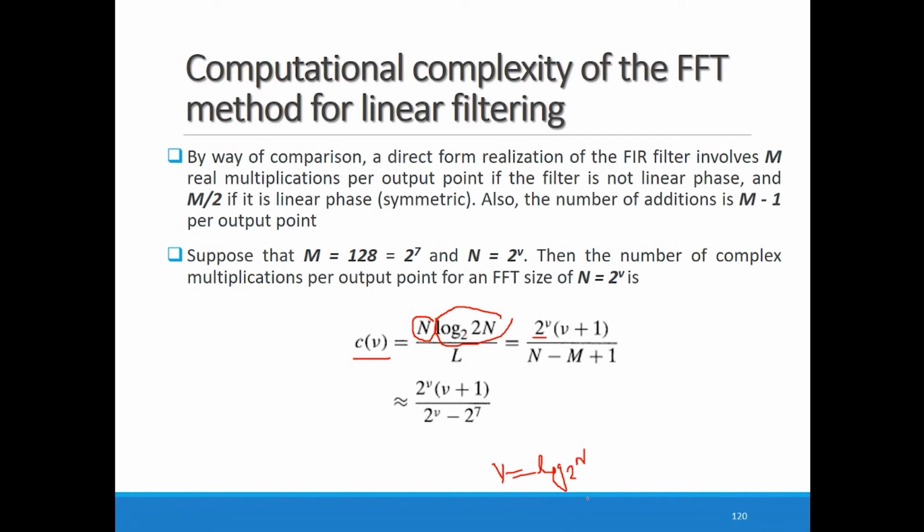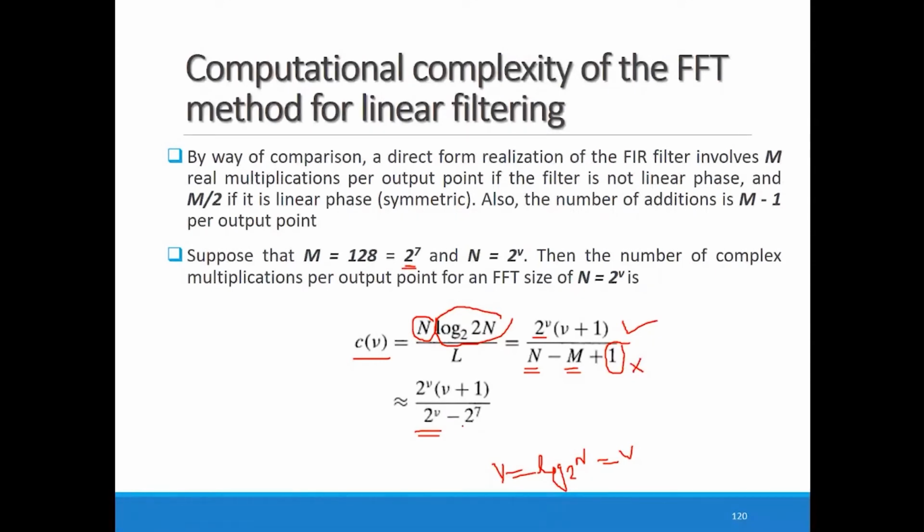So what happened? Log 2 n is equal to v, and then 2n, so the equation will become v plus 1, and whatever value of l that we mentioned earlier, n minus m plus 1. Now when we simplify this, we get the approximate equation: 2 raised to v into v plus 1 in the numerator, divided by the value of n, that is 2 raised to v, and the value of m we have taken over here, that is 2 raised to 7, and we ignore this value 1.